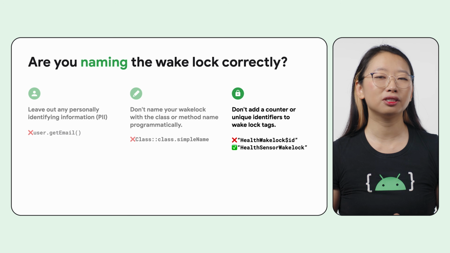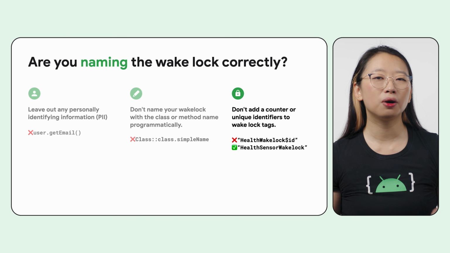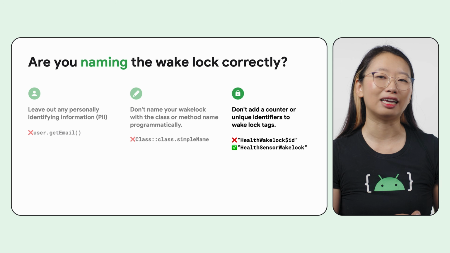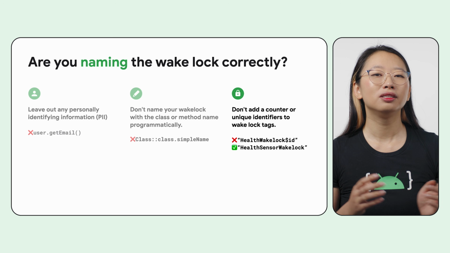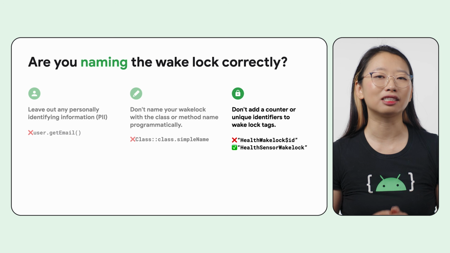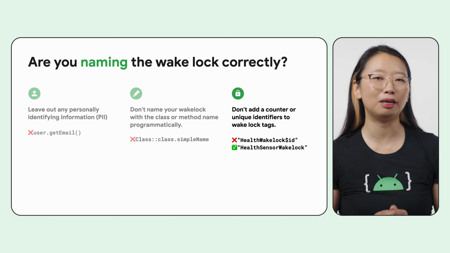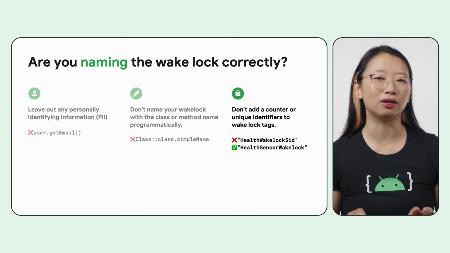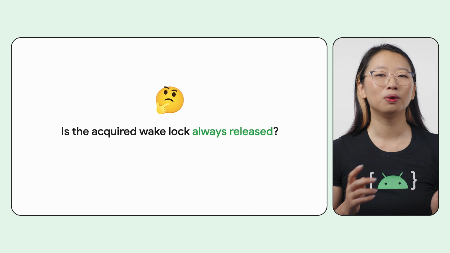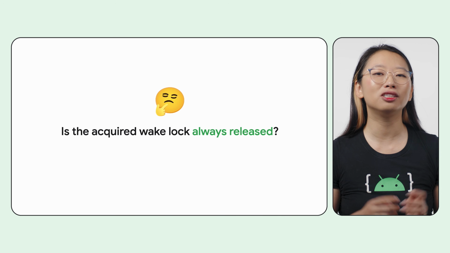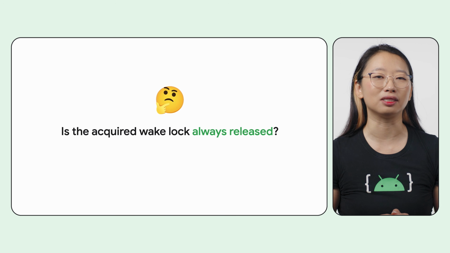Don't add a counter or unique identifiers to the wake lock tag. The code that creates a wake lock should use the same tag every time it runs. Doing this makes it easier to detect abnormal behavior because it enables the system to aggregate wake lock usage by name. When acquiring wake locks manually, ensure that the wake lock is always released.